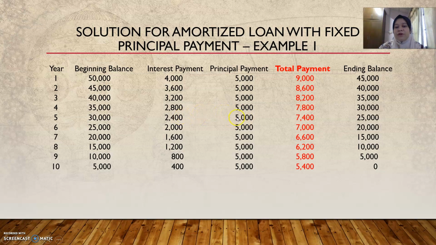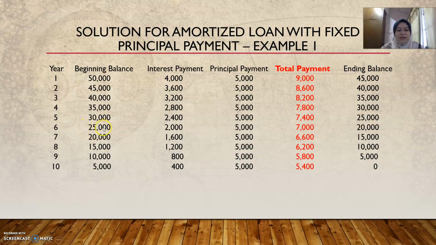So plus both of the interest and principal, you will get the total payment. So how are you going to get the ending balance? 30,000 here, the beginning balance, minus the principal payment, so you will get 25,000. Okay, so 25,000 ending balance here will become the beginning balance for next year.